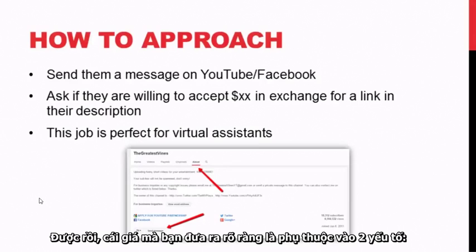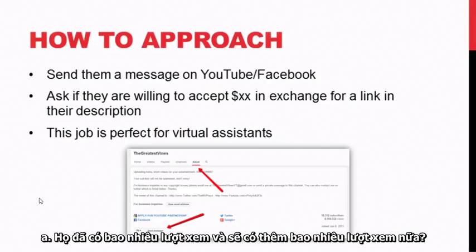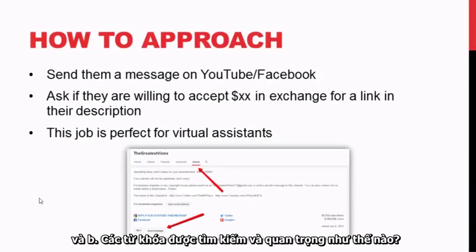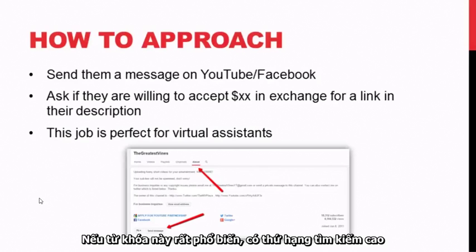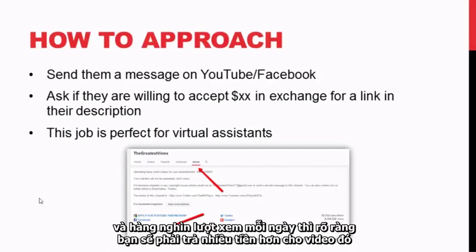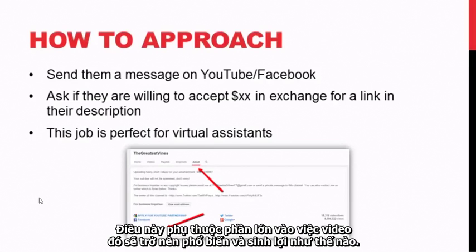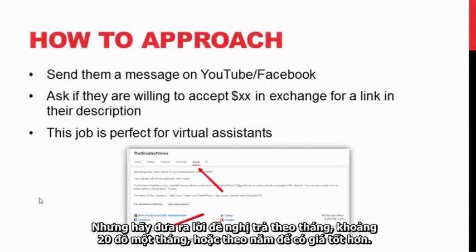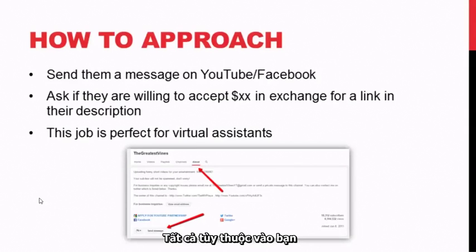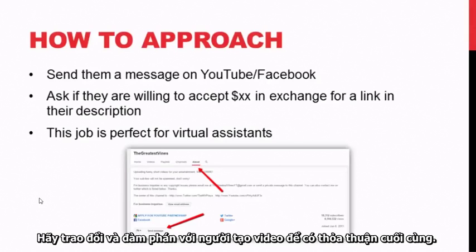Okay, now the price that you offer obviously is going to depend on A, how many views they have and how many views they're getting, B, how important or targeted their keyword is. If this keyword is a very common keyword and they're ranking high and they're getting thousands of views per day, you are obviously going to want to offer a little bit more money than a video that's getting 10 or 20 views per day, a long tail keyword. Okay, so that kind of depends on how popular and profitable the video is going to be. But you can just offer an amount, you can go monthly, $20 a month, put their link in the description. You can go yearly or maybe forever, it's completely up to you. Just discuss it and negotiate with the video creator until you meet in the middle.